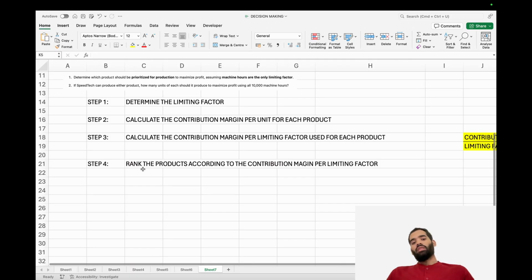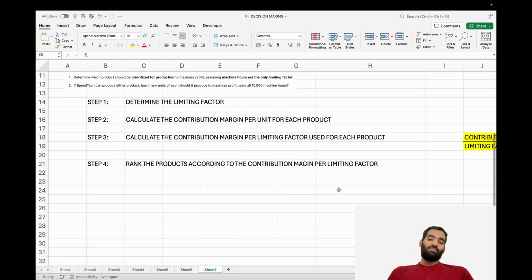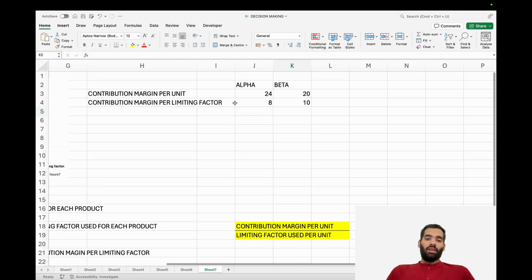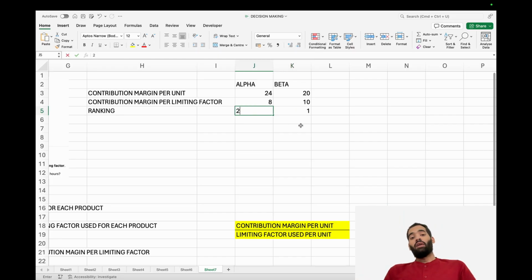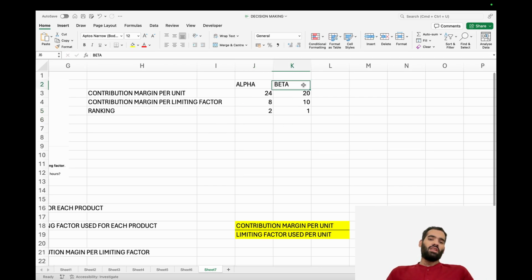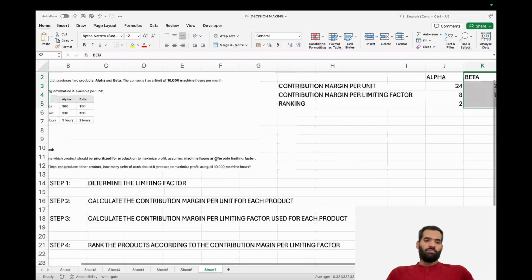Fourth step, rank the products according to the contribution margin per limiting factor. If you can see which has a higher contribution margin per machine hour, of course it's product beta. So according to the ranking, we will be making product beta first. And if we have met the demand of product beta and have some machine hours left over, we'll use those remaining hours on alpha. But in this question, we don't have a demand limit, so whatever machine hours we have, we'll just keep making product beta.